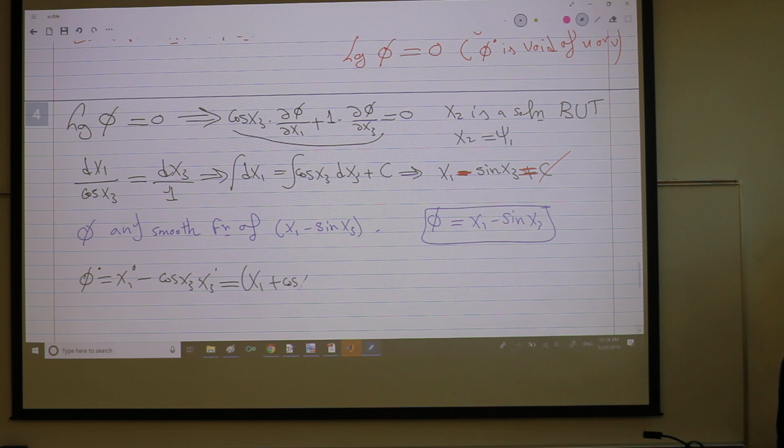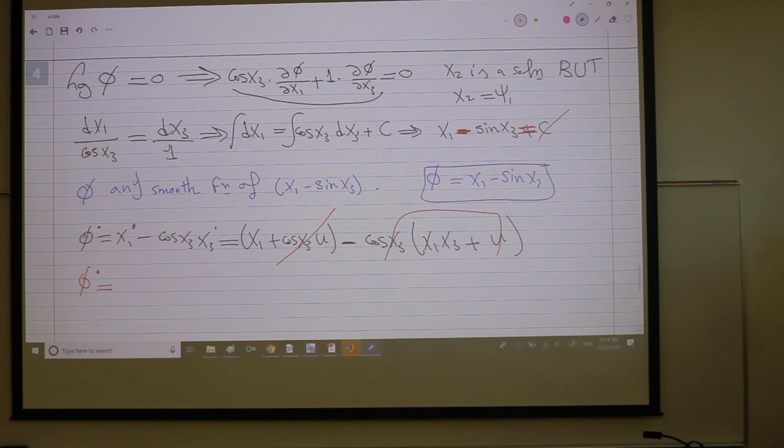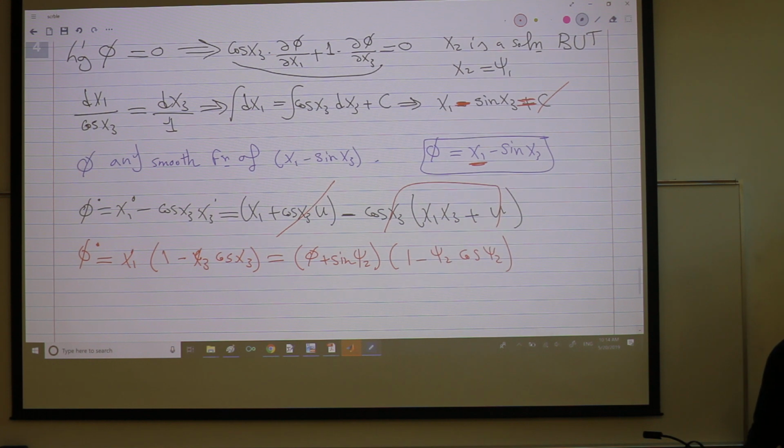x1 plus cosine x3 u, this is x1 dot, minus cosine x3, x3 dot, which was x1, x3 plus u. And by construction, this guy should cancel. And indeed, you have the phi dynamics to be x1 multiplied by 1 minus x3 cosine x3. In the new coordinates, x1 is just phi plus sine x3, and x3 is psi2, 1 minus psi2 cosine psi2. So this is in the new coordinates.